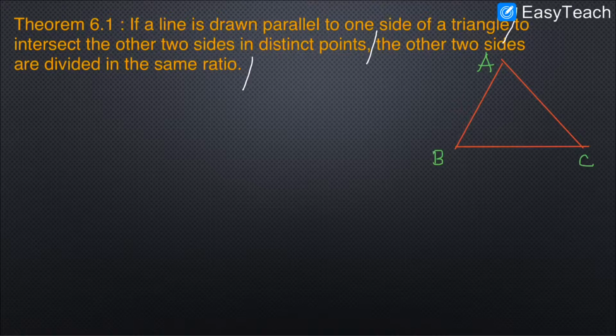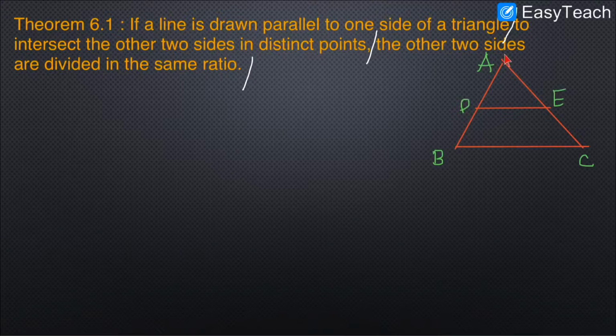So what does the second statement say? To intersect the other two sides in distinct points. So first I am going to draw one line which is parallel to one side of a triangle. This intersects the other two sides. So what are the other two sides? AB and AC. This line is parallel to BC and the other two sides are AB and AC. So it says it intersects the other two sides in distinct points. So I am going to name the points D and E. So this is D, this is E.